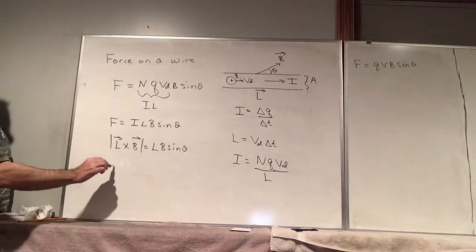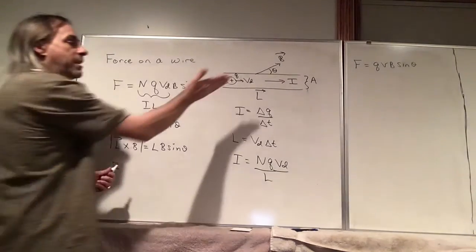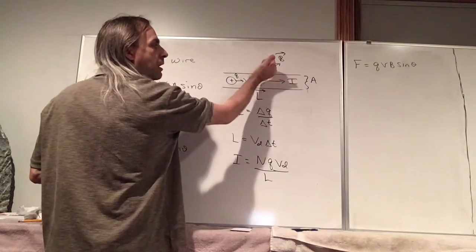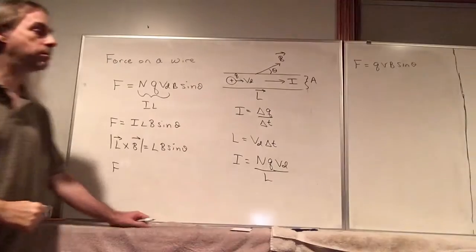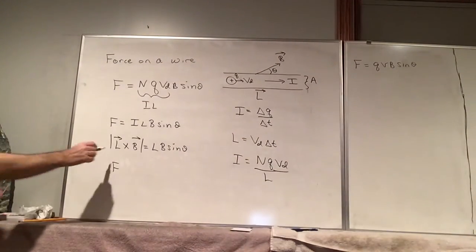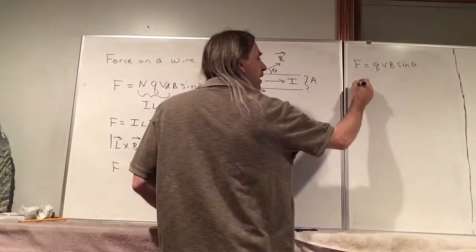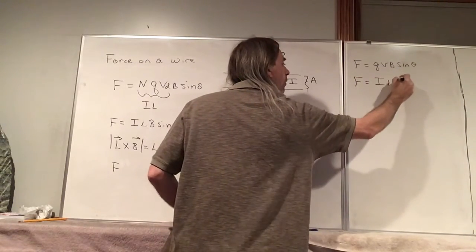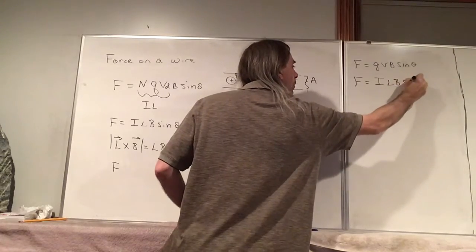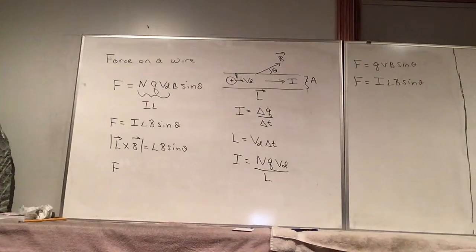And the direction is going to be right as well, because L points in the direction of the current. Curl your fingers in the direction of the magnetic field, and the force is out of the board. So we can write the force on a wire, and I'm going to write it both ways. We have ILB sine of theta, that's just the magnitude of the force.